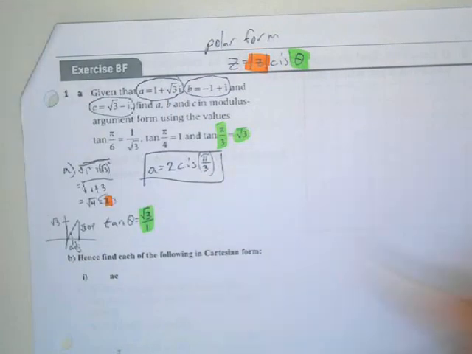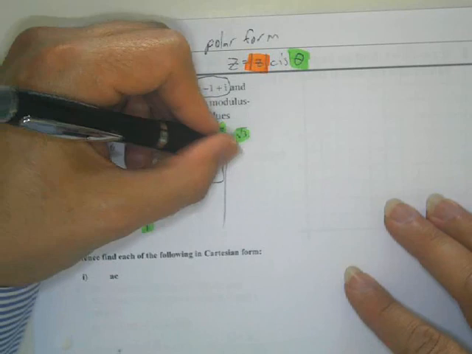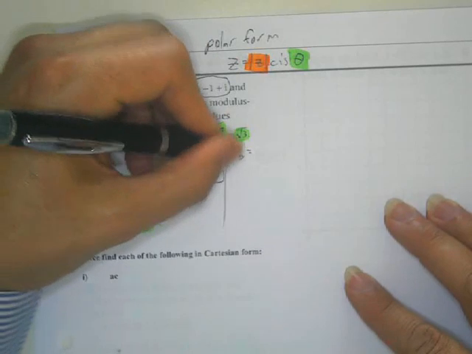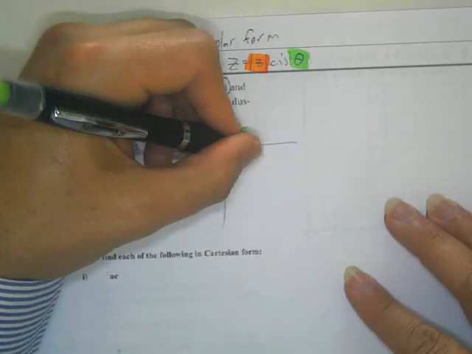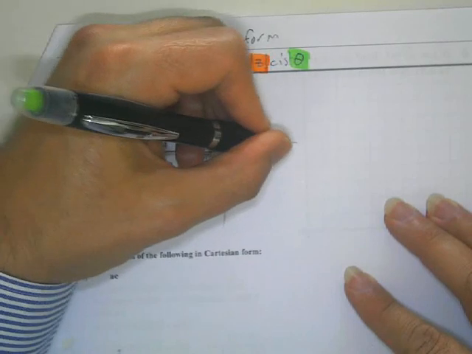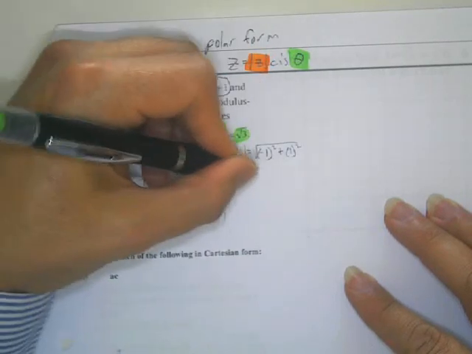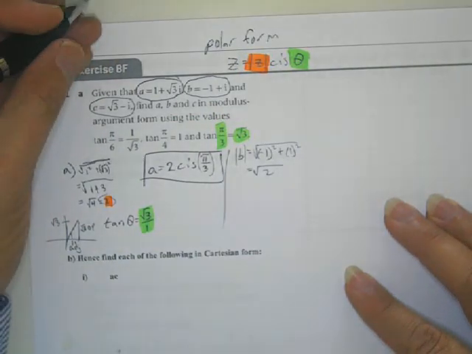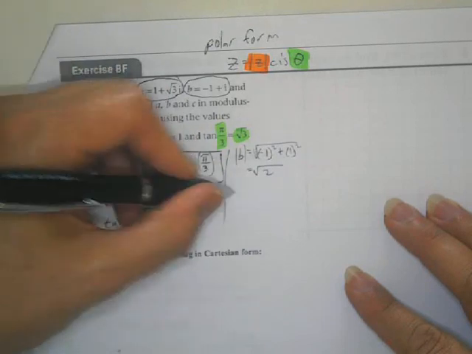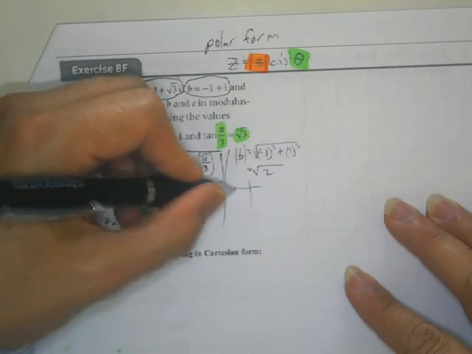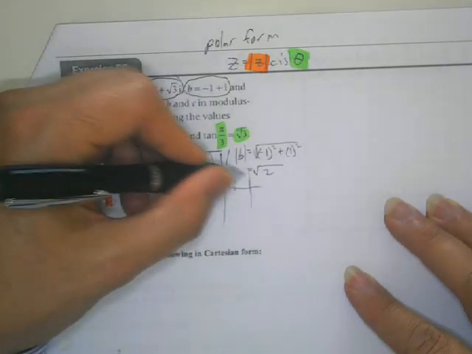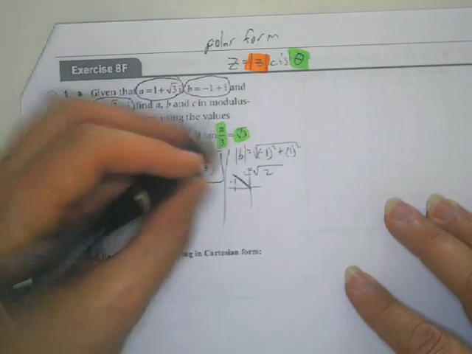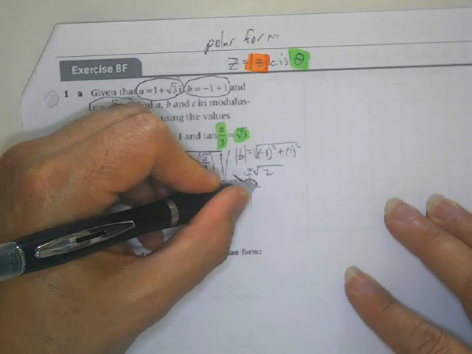Okay, let's find B now. B is equal to, so we need to find our modulus. So we've got negative 1 squared plus 1 squared. So this is equal to the square root of 2. And for the angle, we go negative 1 and up 1. So negative 1, up 1, it goes right there. So we need this angle right here.